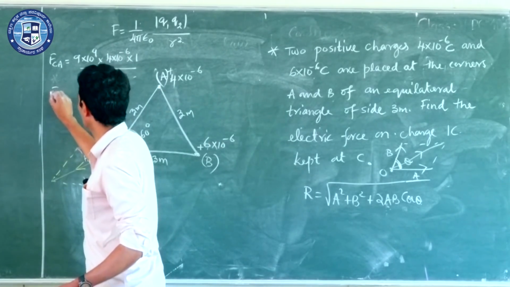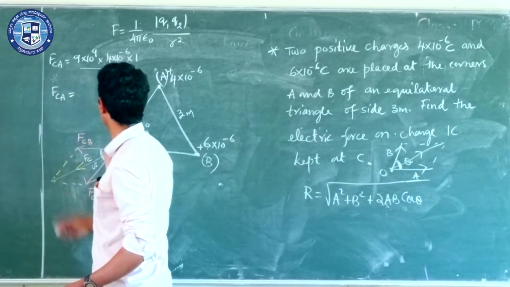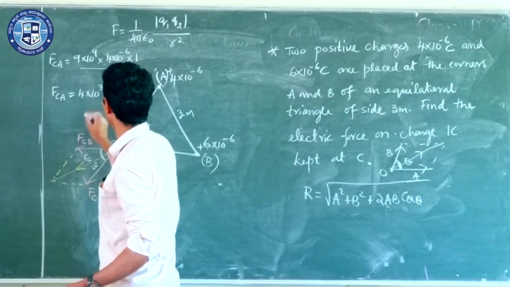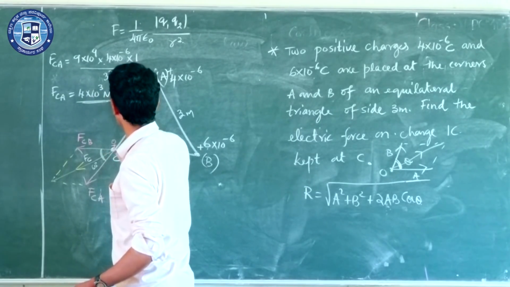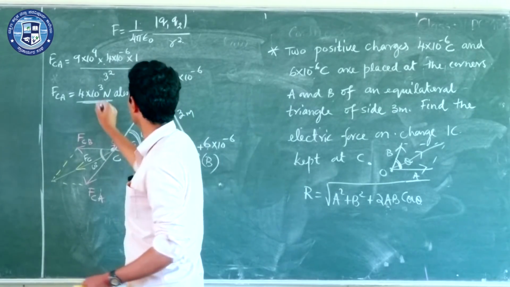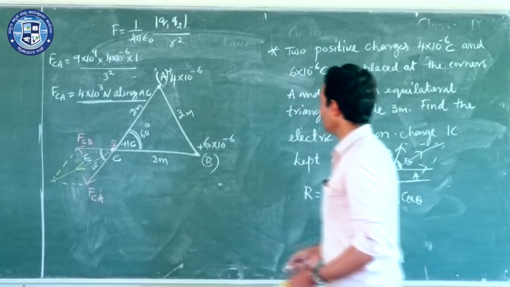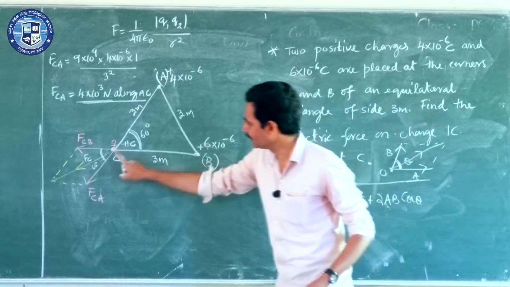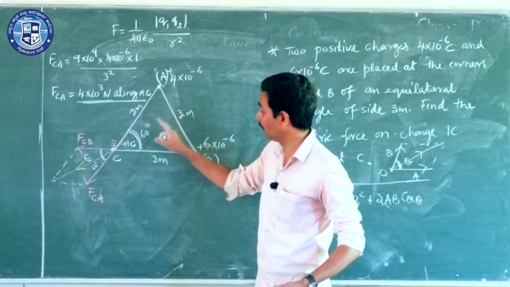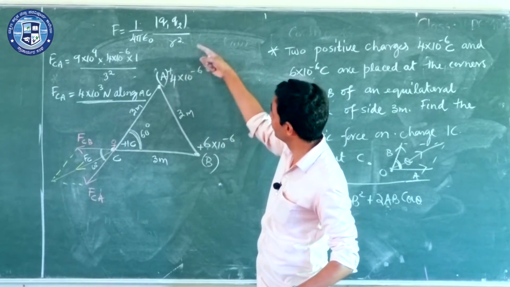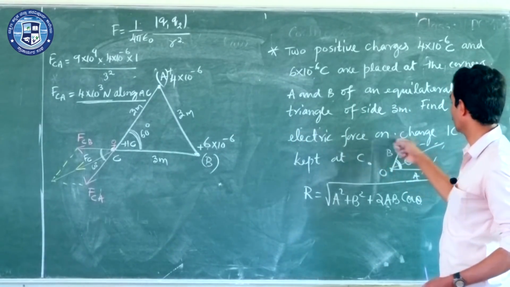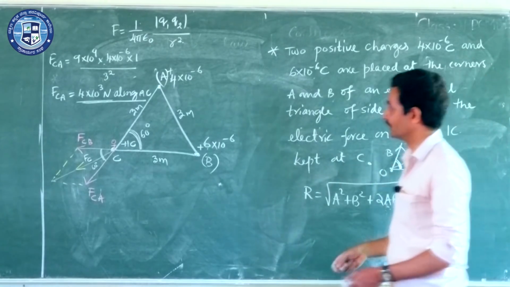So the force on C due to A is equal to 4 into 10 to the power 3 Newton, and this is along AC. So this is one force. Similarly, find out the force on C, this 1 coulomb. They are asking you to find out the force on 1 coulomb due to other charges. Remember, 1 also exerts a force on A in this direction, but that is not asked. The asked one is, what is the net force? Find the electric force on the charge 1 coulomb kept at C. That is what is needed.